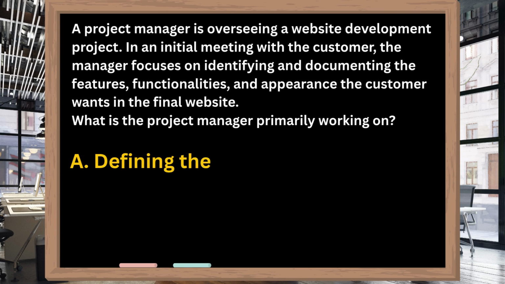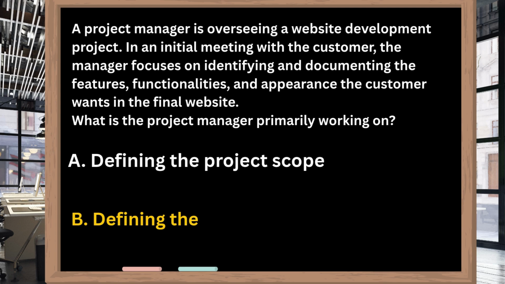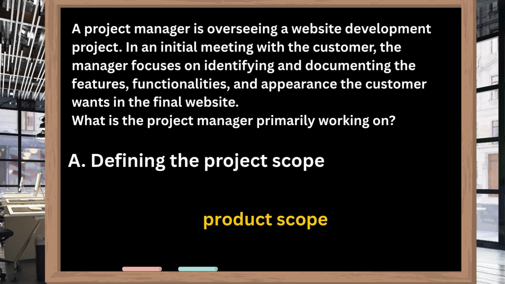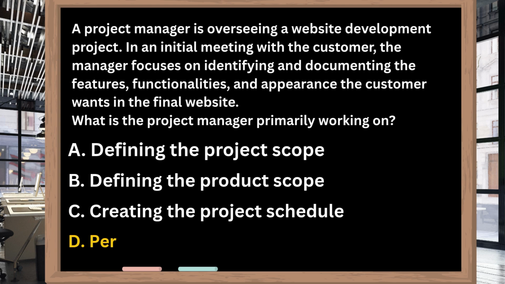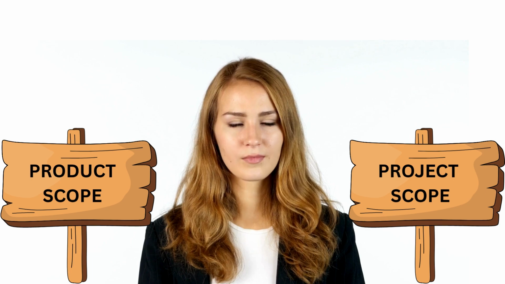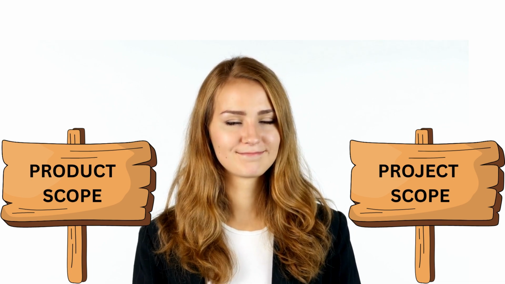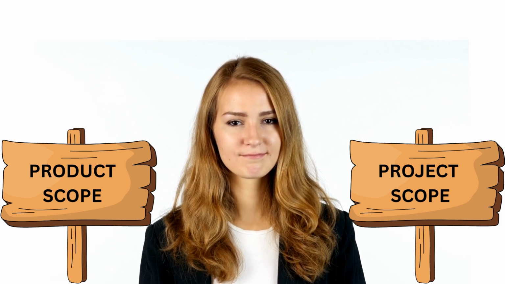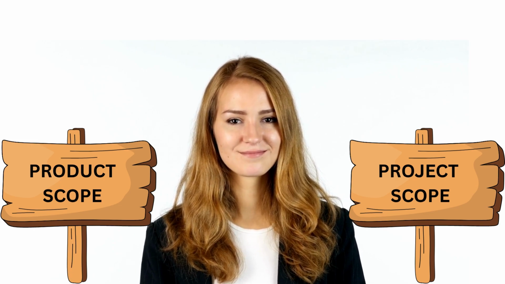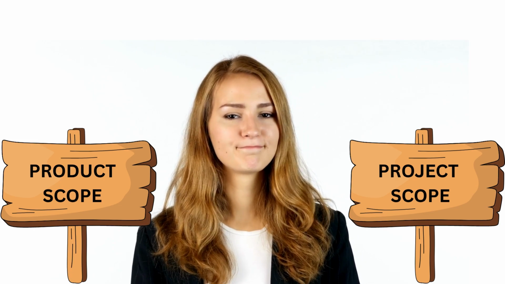So the options are option A, defining the project scope, option B, defining the product scope, option C, creating the project schedule, option D, performing stakeholder analysis. Before we proceed and solve the question and see the options, let's understand what is product scope and project scope, because this concept will help us to solve the question.